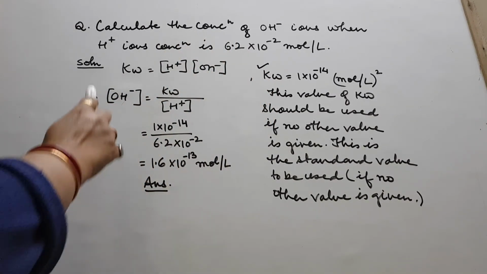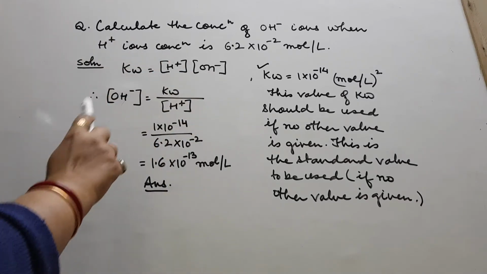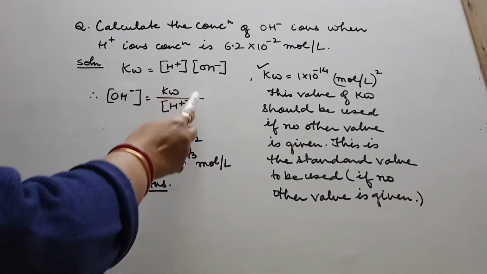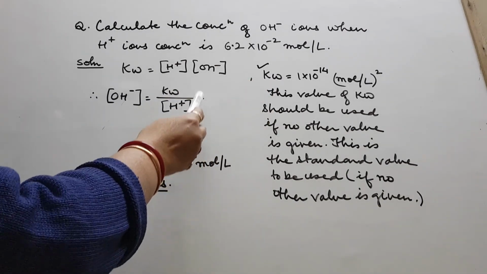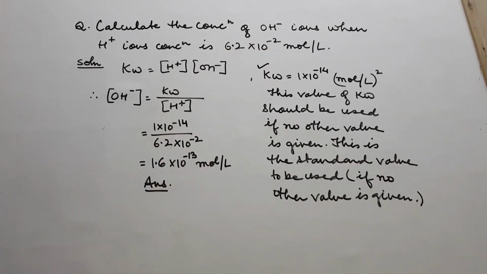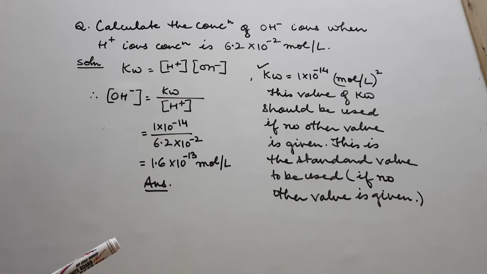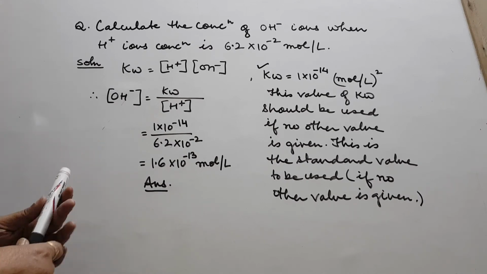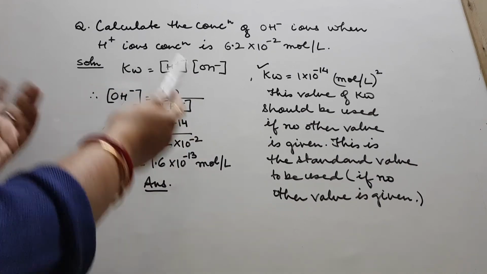Now, we know the formula: Kw is equal to H plus times OH minus. So OH minus will be what? Kw upon H plus, like this. So Kw is this, H plus is given to us as this. So ultimately you calculate it and this is your answer. I took up this question because they might ask you to calculate the H plus or OH minus ion concentration. So it can be this way, or it could have been H plus if OH minus was given, vice versa.